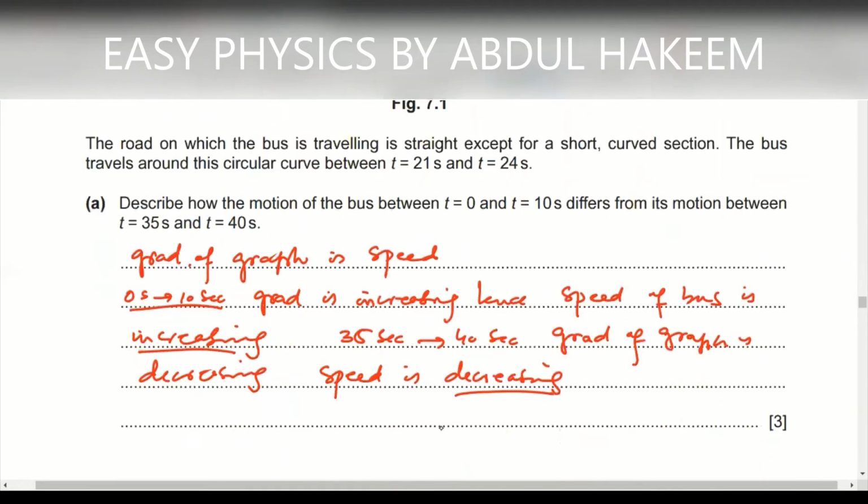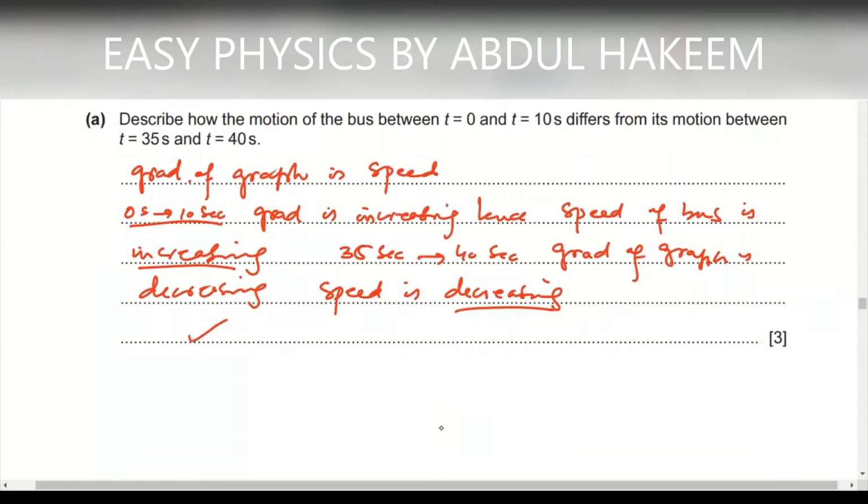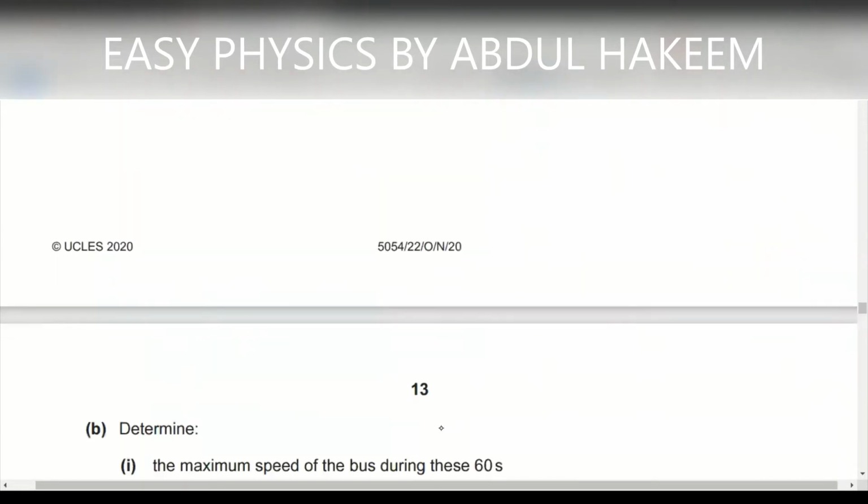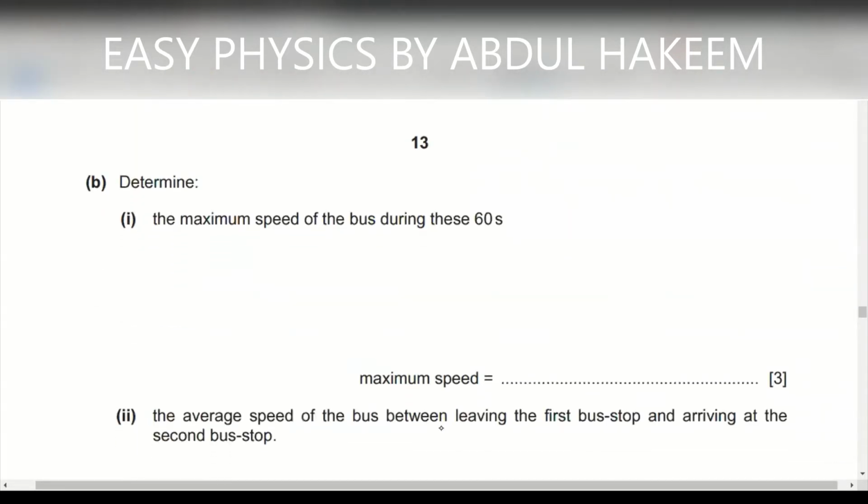So this is the answer for the first part. You have to mention that the acceleration is smaller and the deceleration is larger. So we have to compare these two for this line. The next is the maximum speed of the bus during these 60 seconds. The speed of the bus is determined by the gradient.